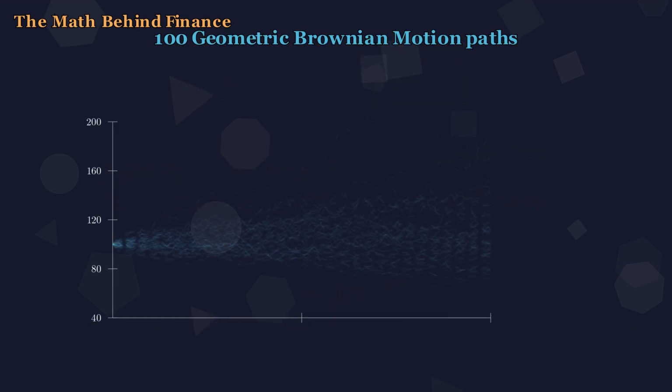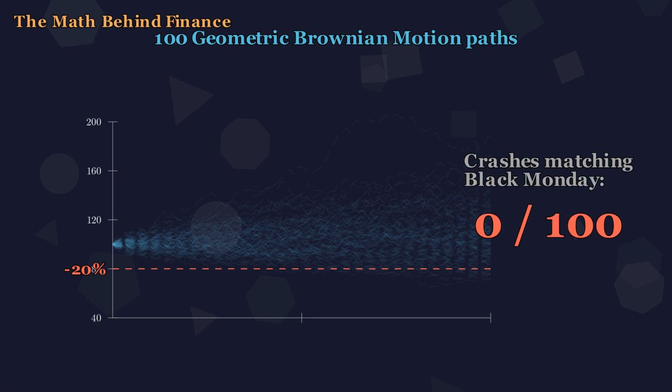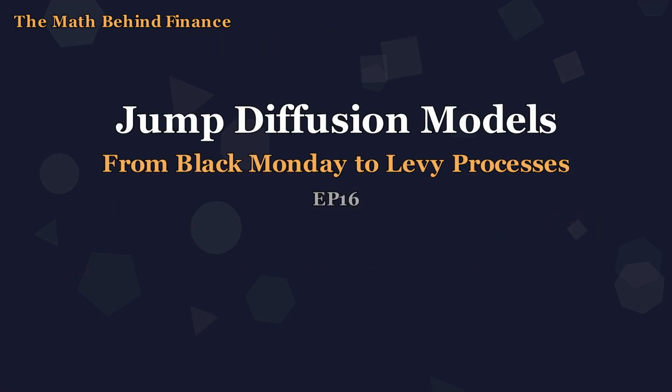Here are 100 stock price paths, all generated by geometric Brownian motion with the same volatility. The red dashed line marks a 20% single-day drop, the scale of Black Monday. How many of our 100 paths produced a crash that severe? 0. Not a single one. The model that powers almost every option on Wall Street cannot produce the most important event in modern market history. Here's what mathematicians did about it.